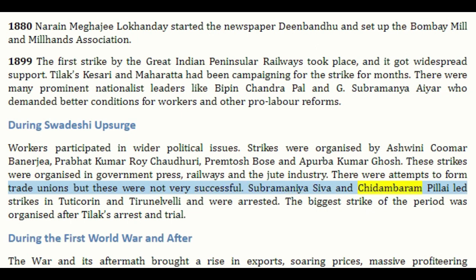Subramania Siva and Chidambaram Pillai led strikes in Tuticorin and Tirunelveli and were arrested. The biggest strike of the period was organized after Tilak's arrest and trial.